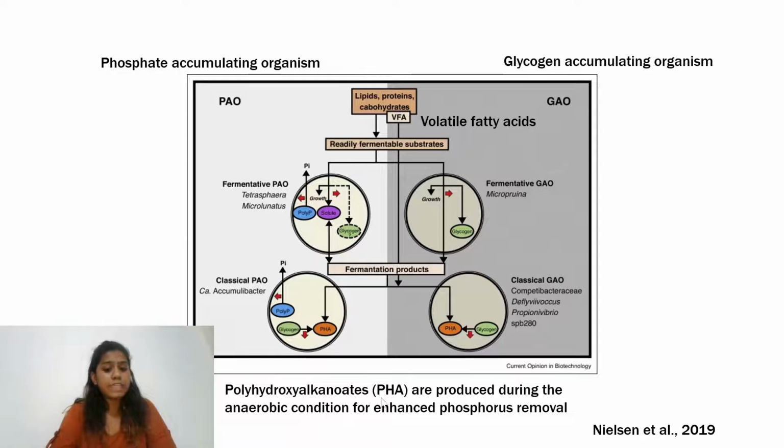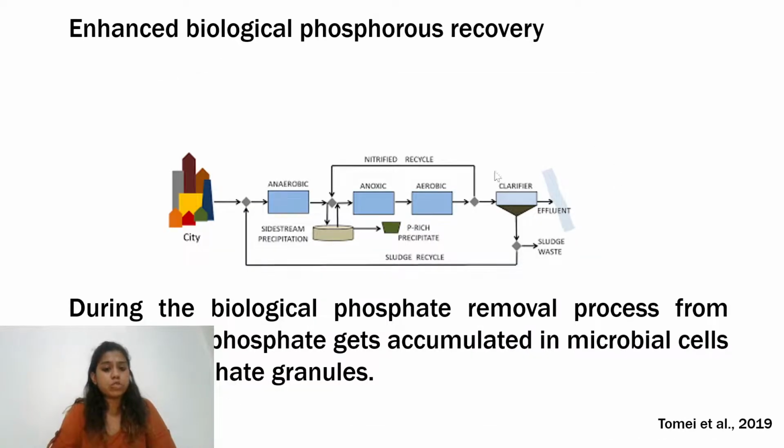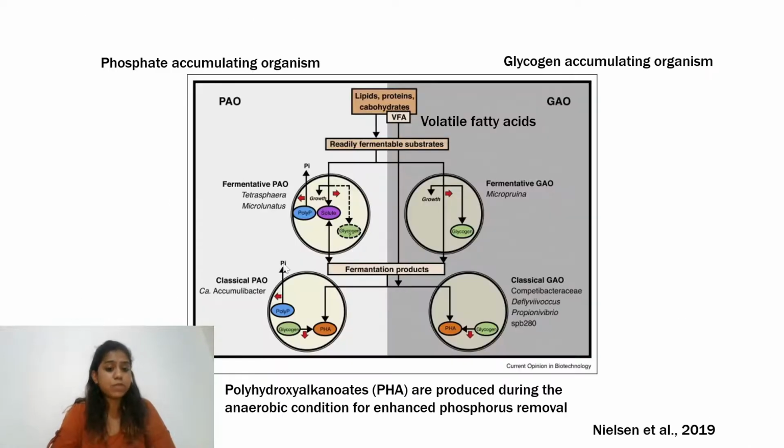Polyhydroxyalkanoates, PHA, are produced during the anaerobic condition for the enhanced phosphorus removal. So here, before it passes through this, there is an anaerobic process, and during this process PHA is produced and glycogen is produced, and hence this glycogen has to be converted by another microorganism before being removed for the effluent discharge. So these are different types of bacteria that can take up this role of the fermentative glycogen accumulation, or the classic accumulation of phosphate and glycogen.